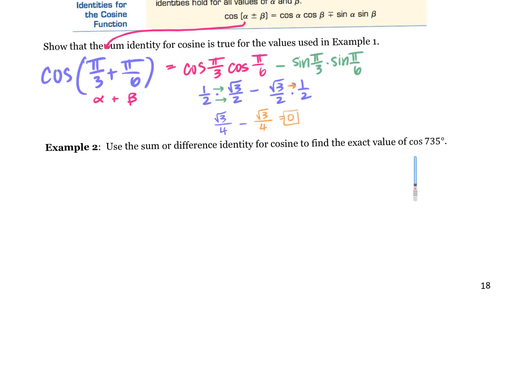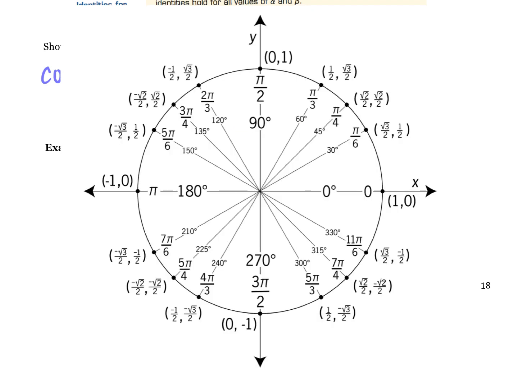Now, looking at this problem, it said, find the exact value of the cosine of 735 degrees. Correct me if I'm wrong, we don't know where that is on a unit circle. How would I figure out where 735 degrees is? Minus 360. 735 minus 360, minus 360. I know where that is: 15 degrees on my unit circle.